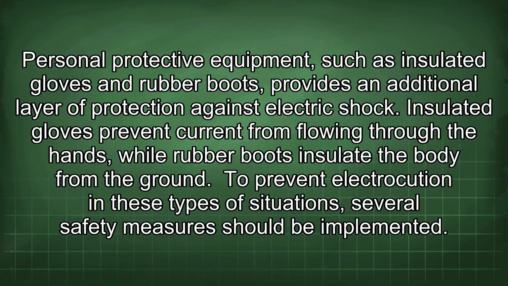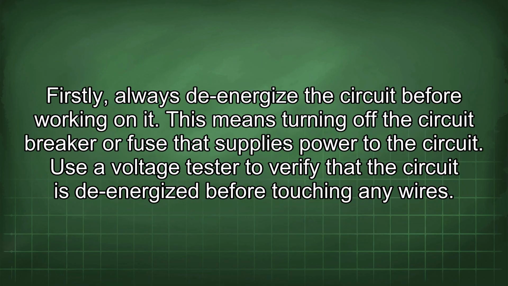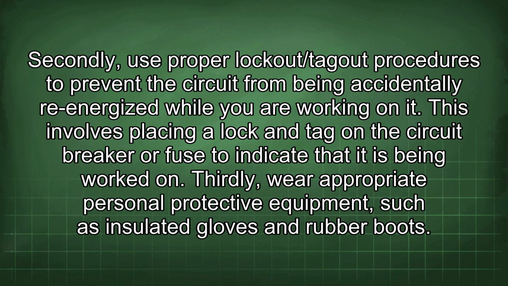To prevent electrocution in these types of situations, several safety measures should be implemented. Firstly, always de-energize the circuit before working on it. This means turning off the circuit breaker or fuse that supplies power to the circuit. Use a voltage tester to verify that the circuit is de-energized before touching any wires. Secondly, use proper lockout/tagout procedures to prevent the circuit from being accidentally re-energized while you are working on it. This involves placing a lock and tag on the circuit breaker or fuse to indicate that it is being worked on. Thirdly, wear appropriate personal protective equipment, such as insulated gloves and rubber boots.